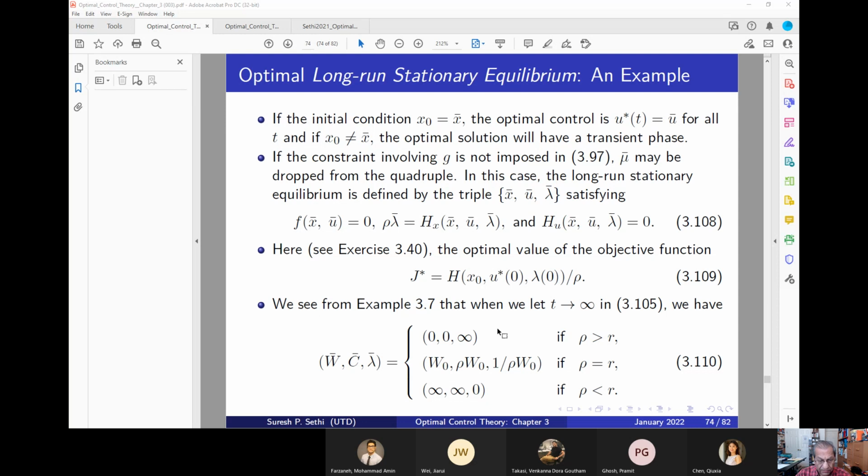So there is a paradox like this. Look at a cake eating problem. You have a cake of finite size, which is W0. So you have a certain amount of cake.